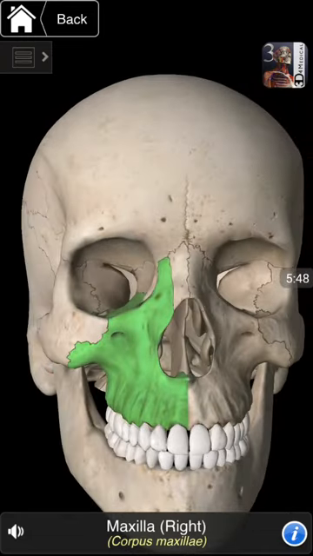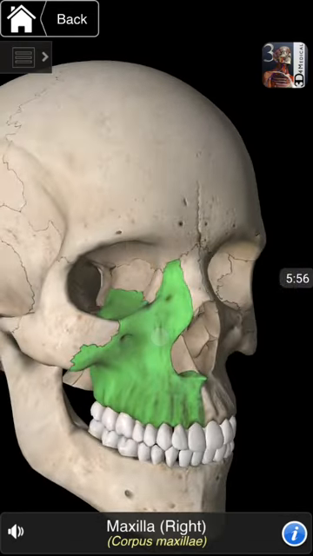Further on, we will discuss a few things about the maxilla. The maxilla has certain processes.